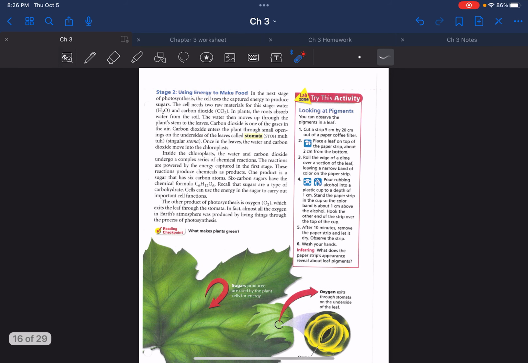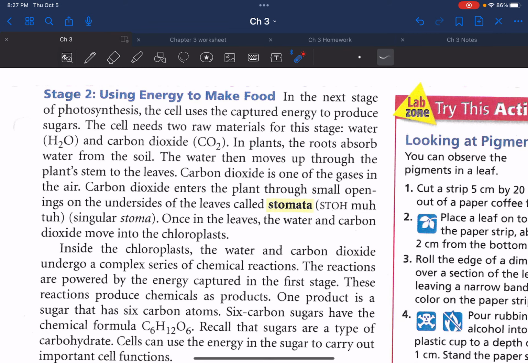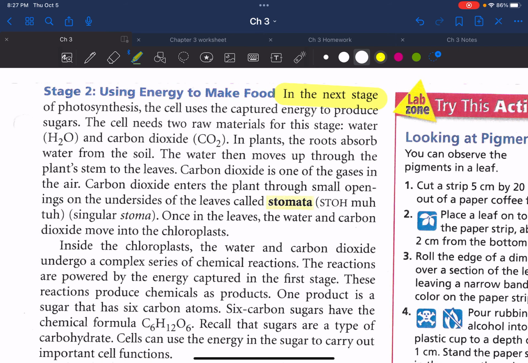It's on this side. Stage 2, using energy to make food. In the second stage of photosynthesis, the cell uses the captured energy to produce sugars. I'm going to go ahead and highlight that. The cell needs 2 raw materials for this stage. The cell needs water, which it gets from the roots, right? And it needs carbon dioxide, which it gets from the air.